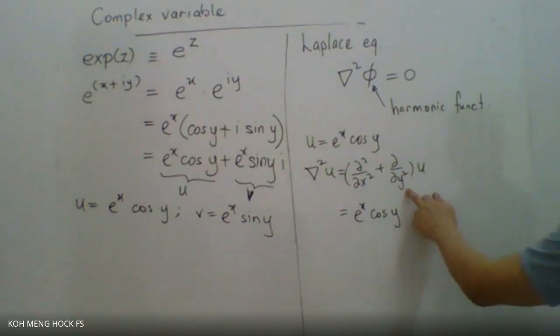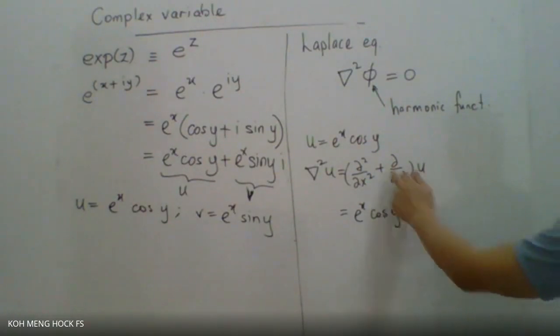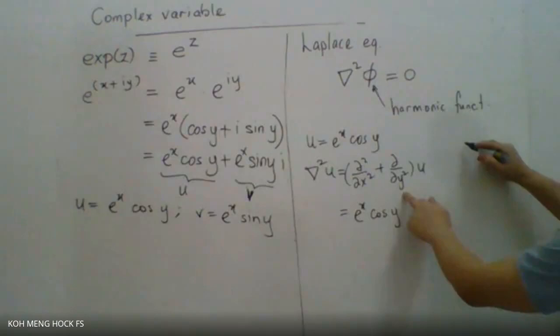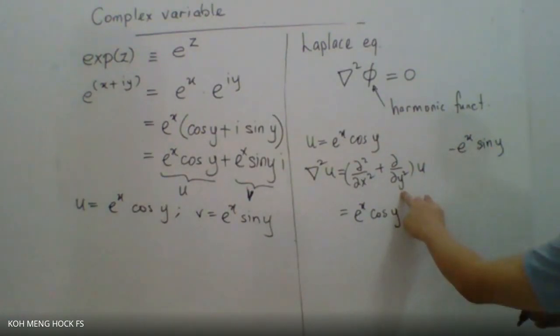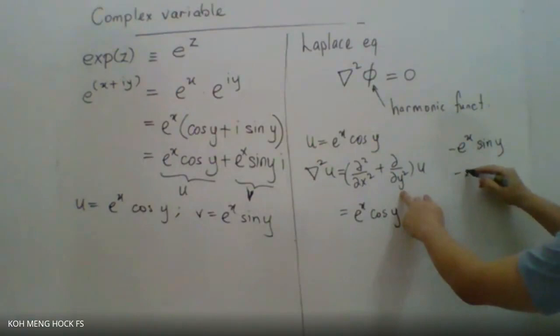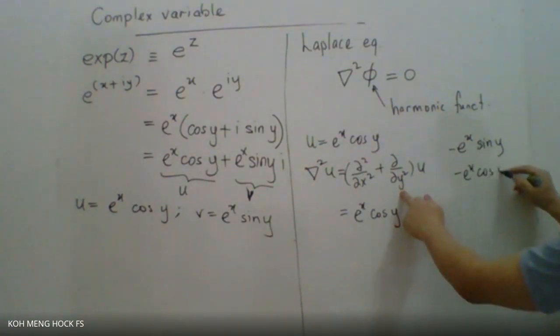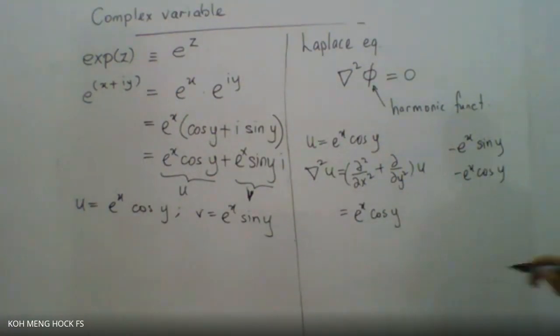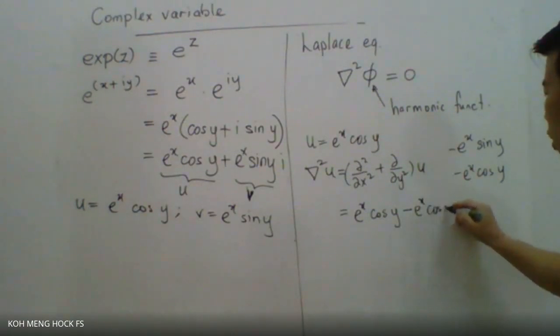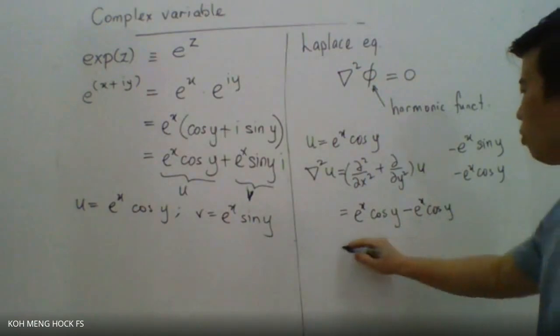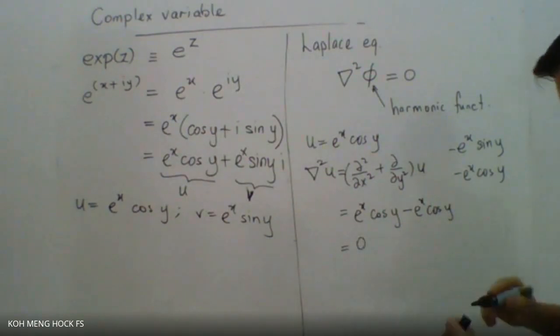On this side, you have to take a first partial derivative. If you take a first partial derivative, you're going to get e^x sin y. Do you differentiate one more time? You are going to get minus e^x cos y. So here you have minus e^x cos y, and you see this is the same, and therefore this equals 0.